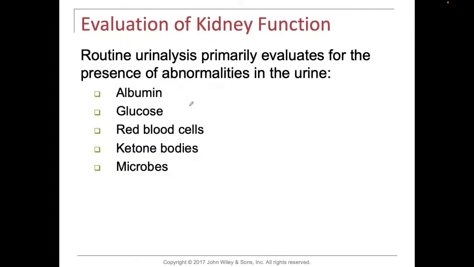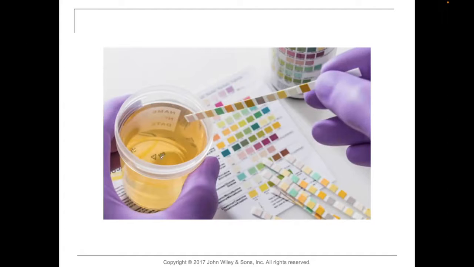Just wanted to touch up a little bit on the evaluation of kidney function. Most of us, when we've gone to the doctor, they'll have you urinate in a little cup, and we're testing for certain things. It's called a urine analysis. We're checking for certain abnormalities, but we can look at albumin, glucose, red blood cells, ketones, even microbes and bacteria, right?